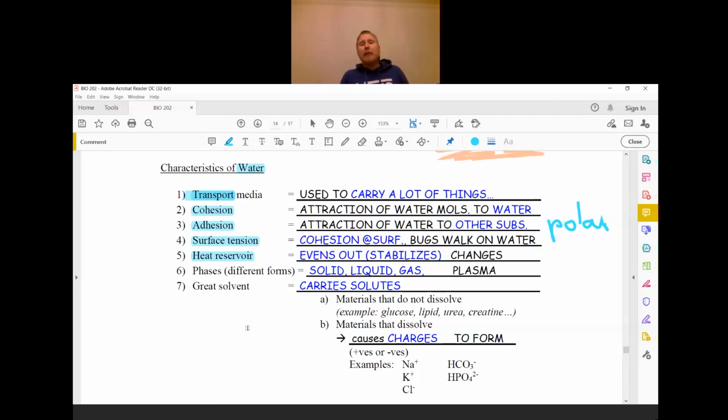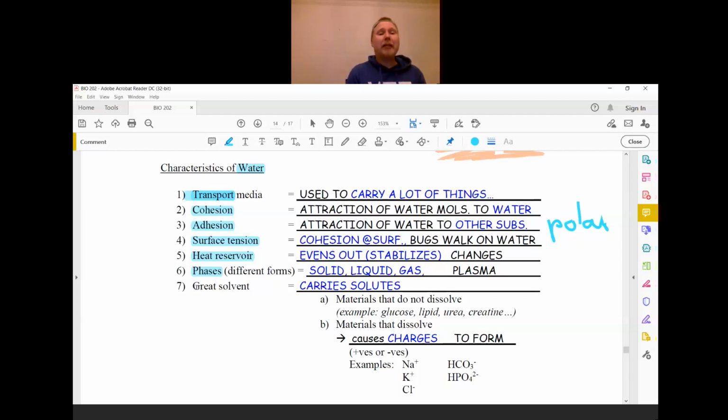So it evens out, stabilizes the changes of the temperature, especially at the coastal region. That's why many people prefer to live by the big bodies of water, because you don't get too hot during the day, you don't get too cold during the night. It kind of works as a buffer stabilizing. We also know water takes three main forms that we have discussed: solid, liquid, and gas. There is a fourth form that can sometimes happen, the plasma, but we'll talk about that in further studies.